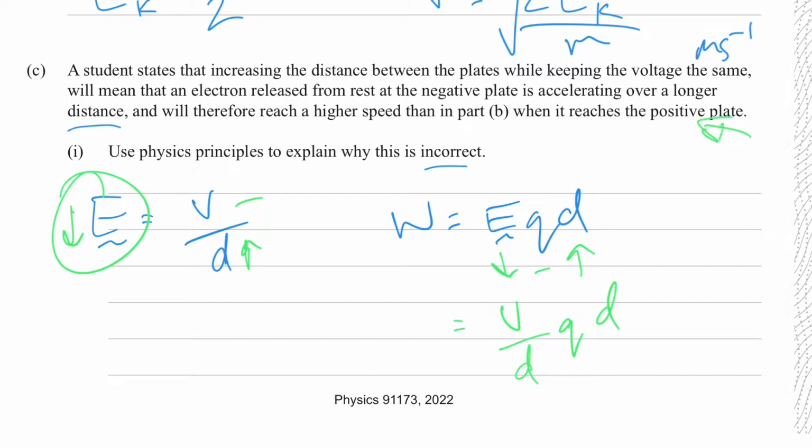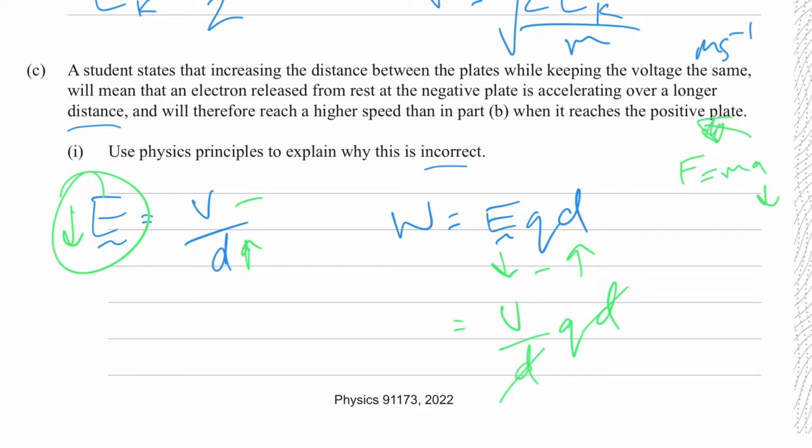We were talking about acceleration as well with Newton's second law, and your acceleration will be less because your electric field strength is less, so it doesn't hold true that it accelerates at the same rate. But just carrying on with this, you can see D and D will cancel, so your work done is voltage times the Q. So the same work is done.